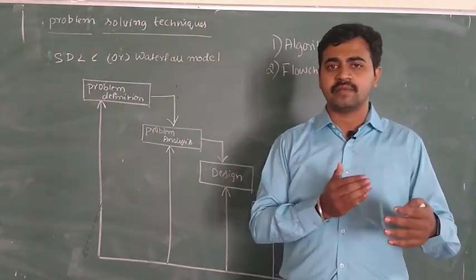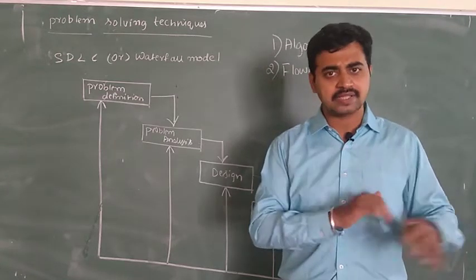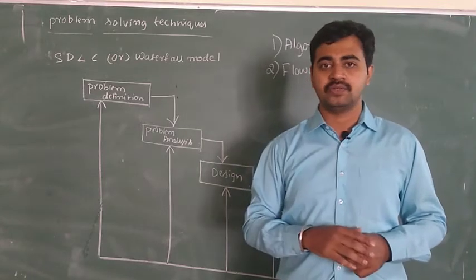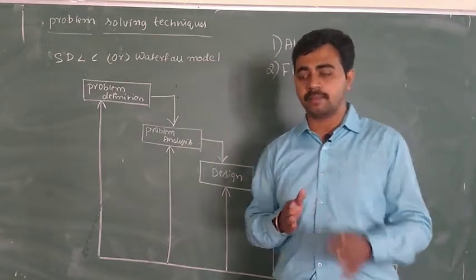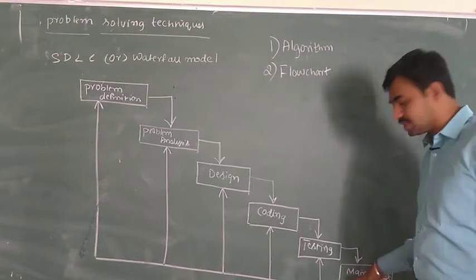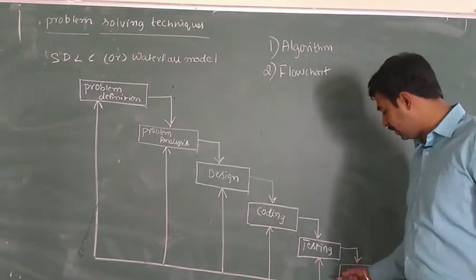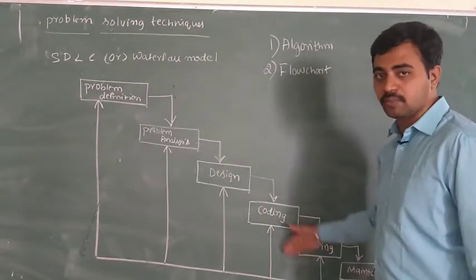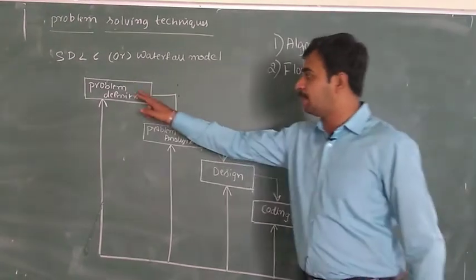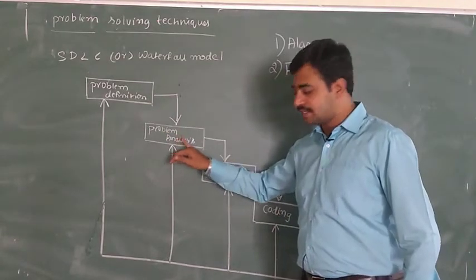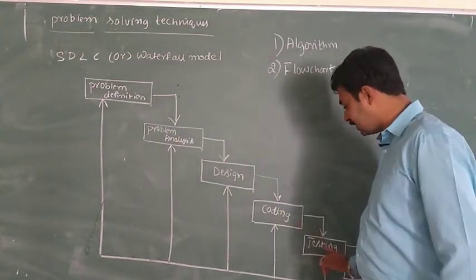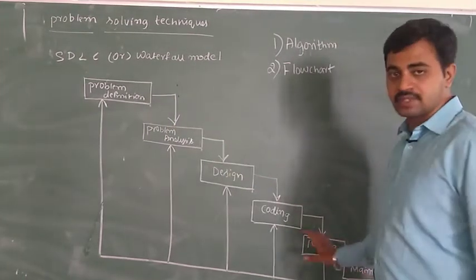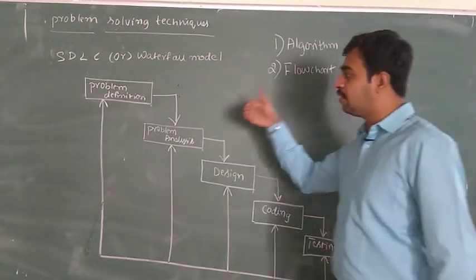After installing, did they keep the software as it is? No. Day by day they kept on doing updates. What are those updates called? The maintenance phase. I think it is not clearly visible, but this phase is called maintenance. Let me tell you the steps of problem solving techniques again: problem definition, problem analysis, design, coding, testing and maintenance. These are the six steps we have to follow while developing software.